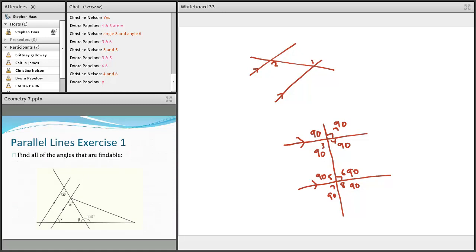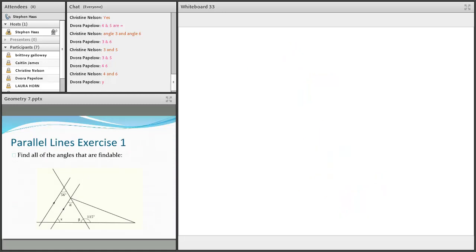All right, let's have a little fun here. Find all of the angles that are findable. How do I get this? Here, this thingamabob over here. All right. Does this thing work over here? All right. So, good. Okay, so these two are parallel. Those two little things are arrows. And we're going to find as many angles as we can.